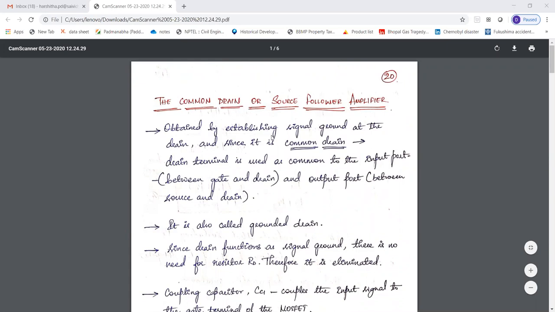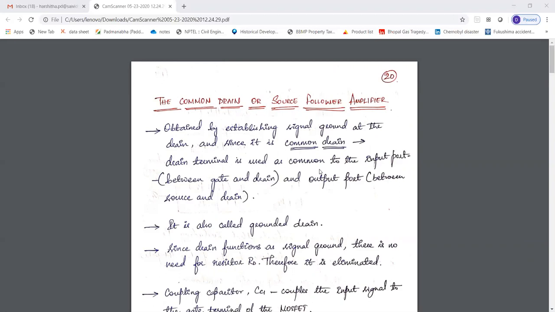So we all know that MOSFET will have three basic terminals, that is gate, source and the drain. Since it is common drain, the drain terminal of the MOSFET is connected to ground in this amplifier. Okay, so here it is obtained by establishing signal ground at the drain. Hence, it is called common drain.